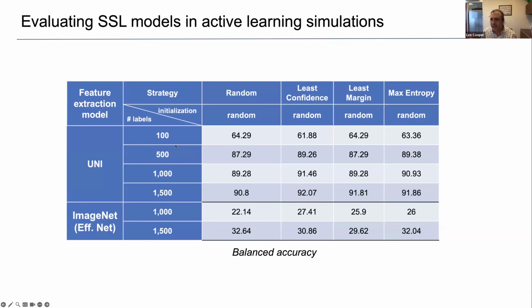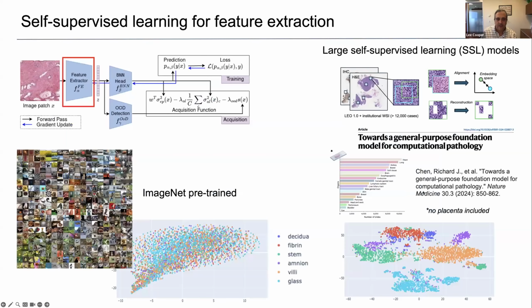We trained active learning by doing queries with different numbers of labels, and you can see the accuracy when you're starting off with this self-supervised learning is quite high already. And it grows to a high accuracy with a small number of labeled instances.